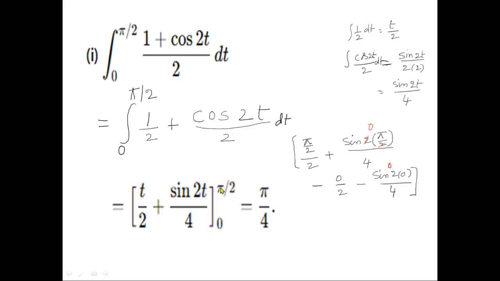When you substitute the upper limit pi by 2, this becomes pi by 2 by 2, that is pi by 4, and sin 2 into pi by 2 by 4, this 2 by 2 will cancel, then it becomes sin pi by 4. Sin pi equals 0, so this term will be 0. When you substitute the lower limit in place of t, this becomes 0, and sin 2 into 0 is also 0, so the result is pi by 4.